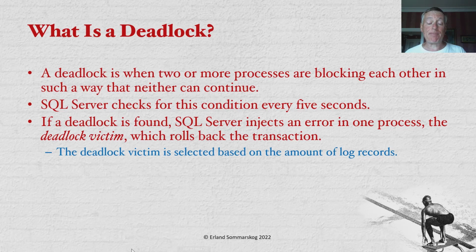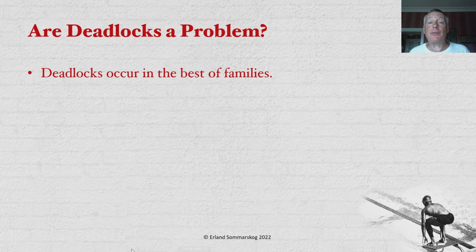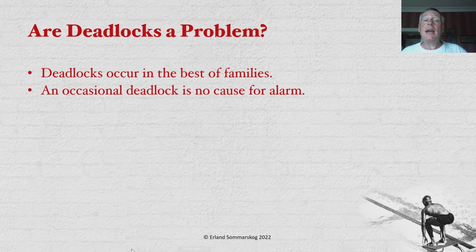Now, for the next question: are deadlocks really a problem? Sometimes I see people in forums saying, "Oh, we have a deadlock, what do we do now?" But wait a minute. Deadlocks occur in the best of families, and it's perfectly normal for any system to have a deadlock every once in a while. It's absolutely no cause for alarm.